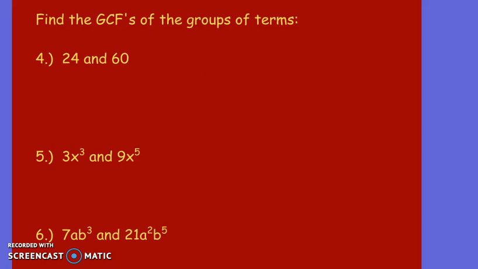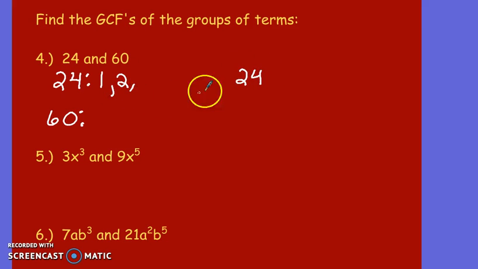24 and 60. Again, let's do the same thing. 24, 60, make your list. 1 times 24. 2 times 12. 3 times 8. 4 times 6. 5 doesn't go into it, so we know we have our list.